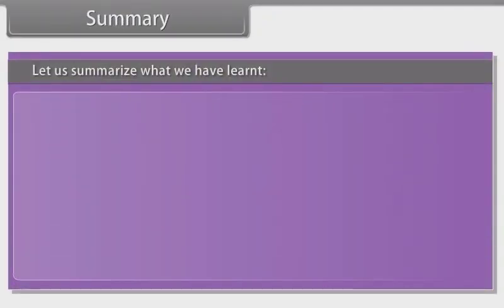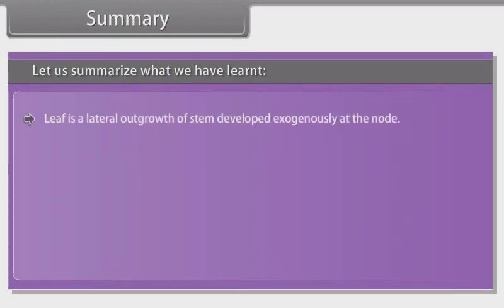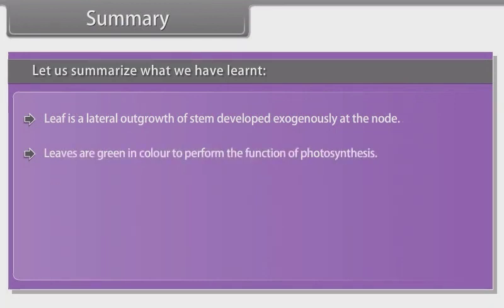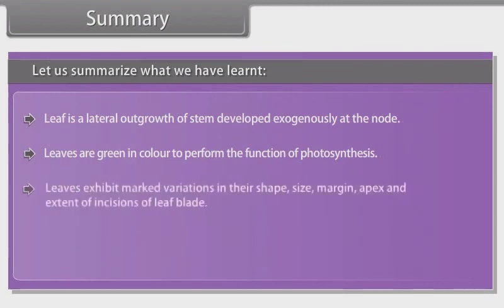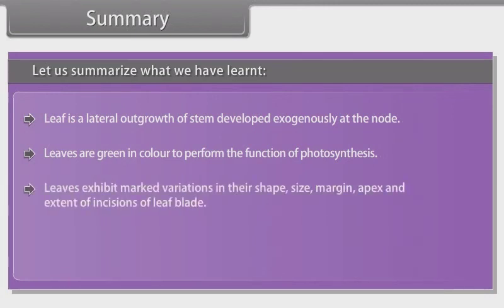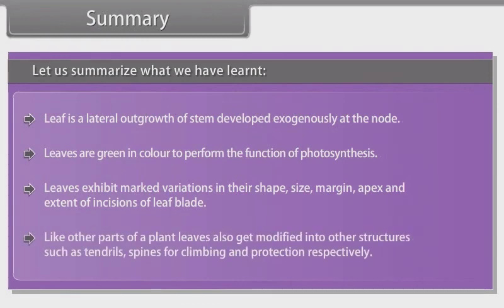Summary. Let us summarize what we have learned. Leaf is a lateral outgrowth of stem developed exogenously at the node. Leaves are green in color to perform the function of photosynthesis. Leaves exhibit marked variations in their shape, size, margin, apex, and extent of incisions of leaf blade. Like other parts of a plant, leaves also get modified into other structures such as tendrils and spines for climbing and protection respectively.